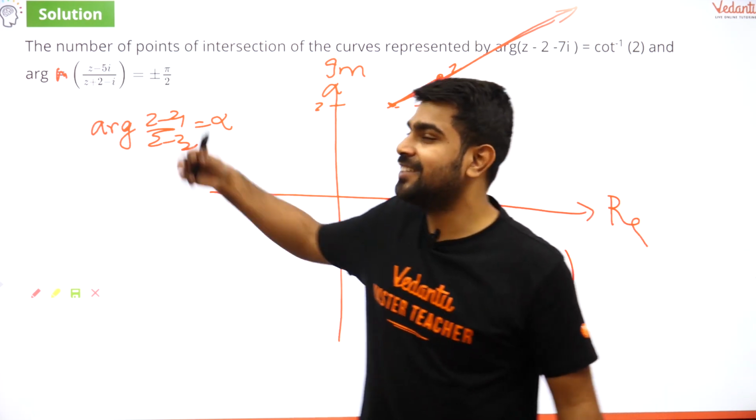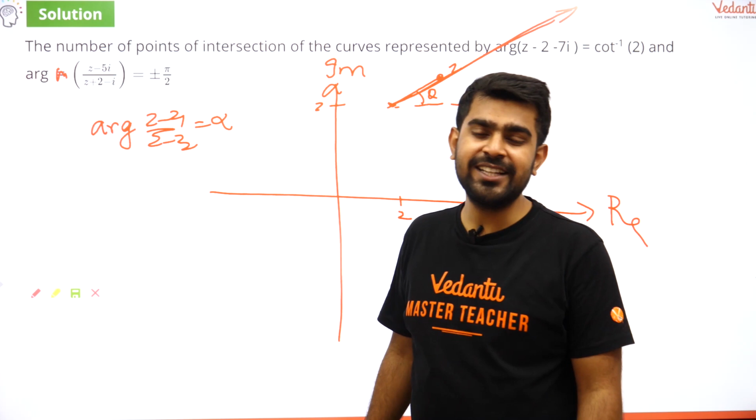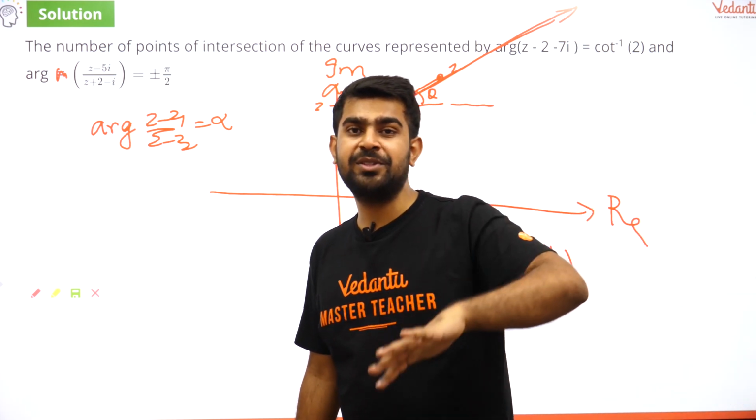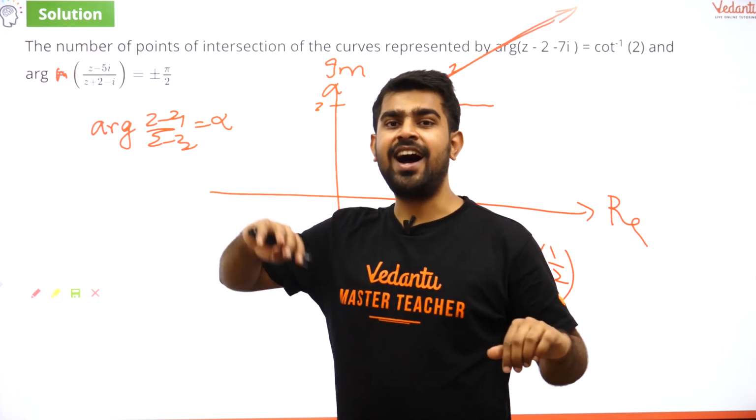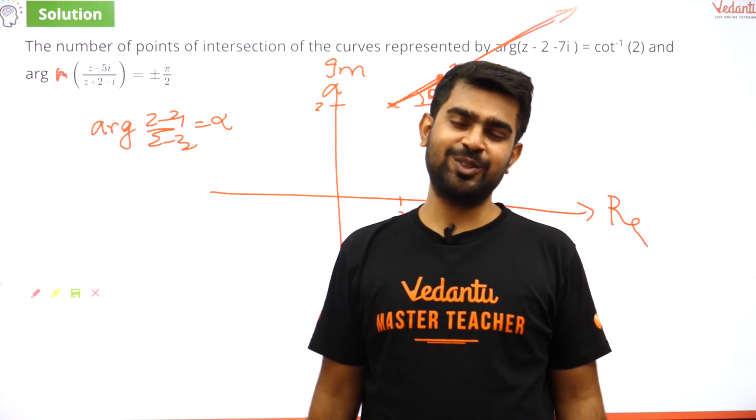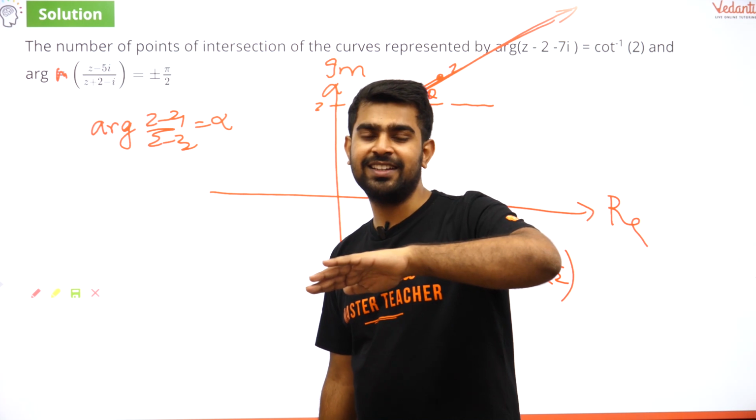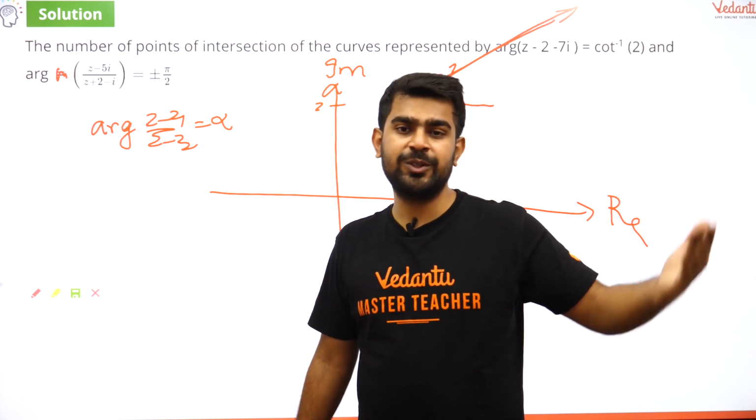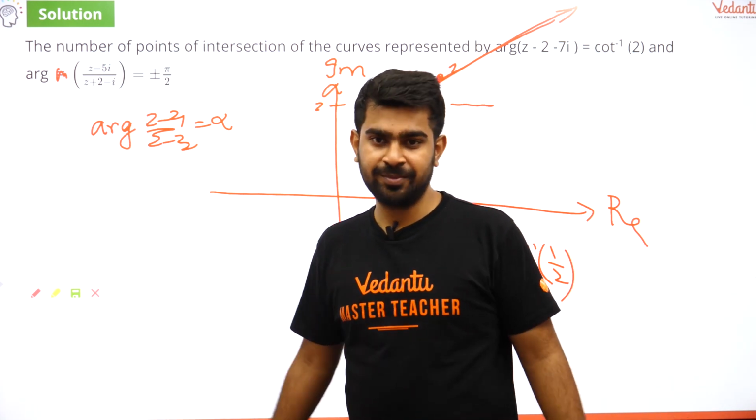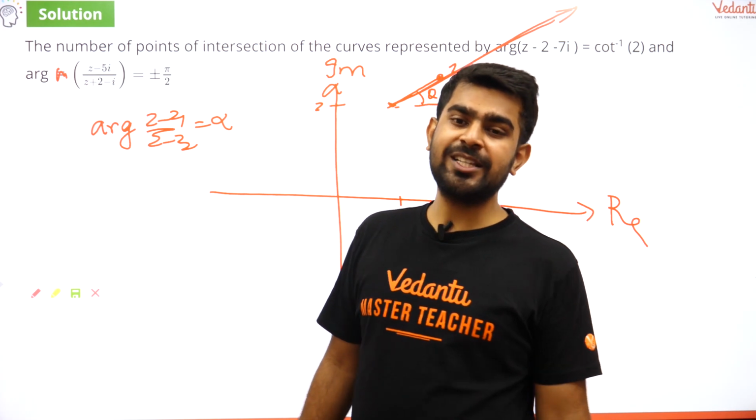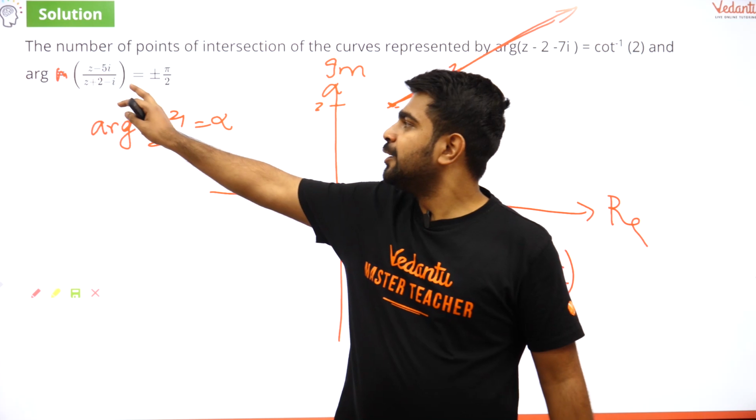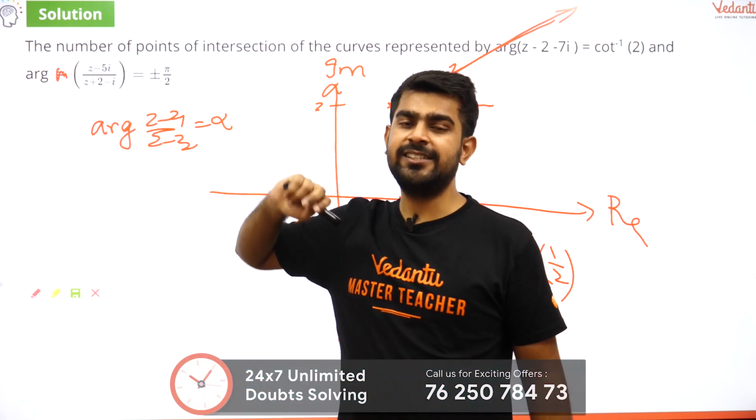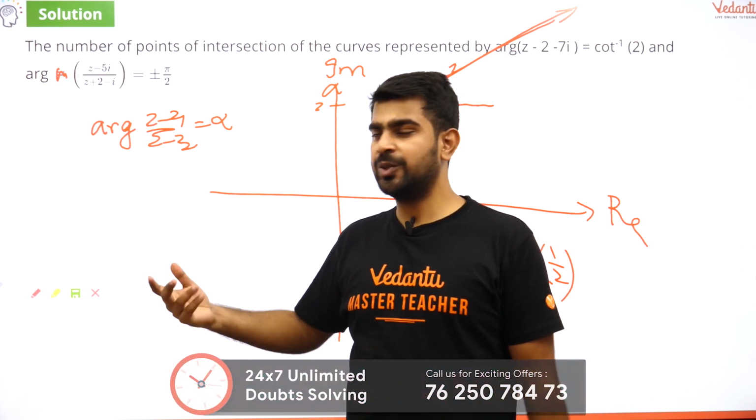So what if it is exactly 90? It will represent a semicircle. Got it? Here we have plus half and minus half as well. So it will be the top semicircle and also the bottom semicircle. So it will represent a complete circle. Okay. So it is going to represent a complete circle, that is the locus of the second equation that is given to you. So let us get started.